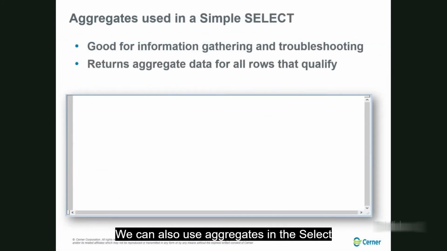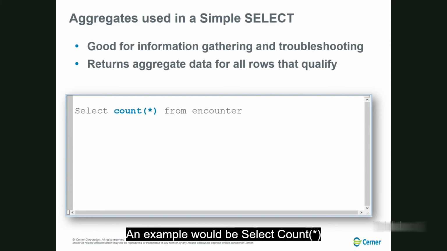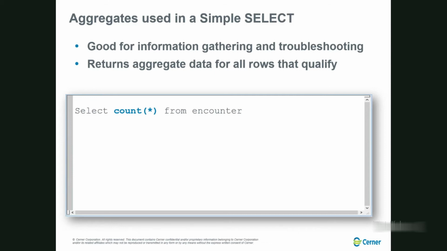We can also use aggregates in the select list of a simple select. This use can be good for information gathering and troubleshooting. These will return aggregate data for all rows that qualify. An example would be select count star from the encounter table. This will return a count of all rows on the encounter table.